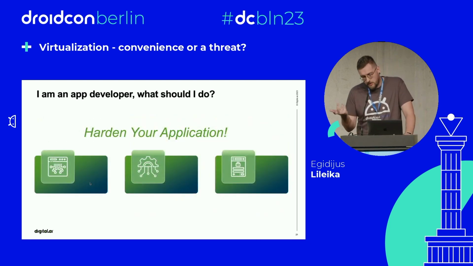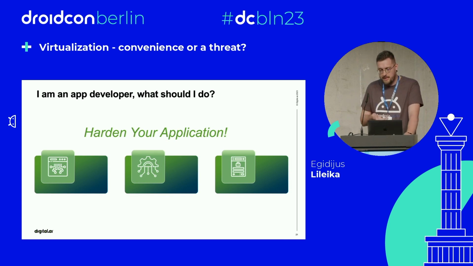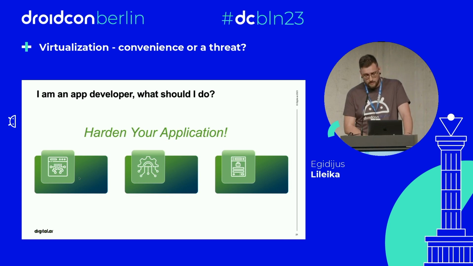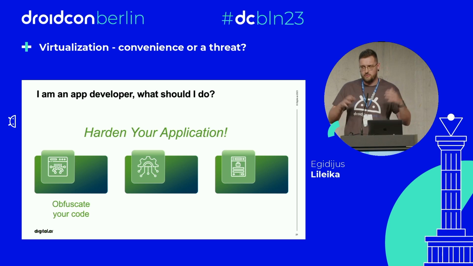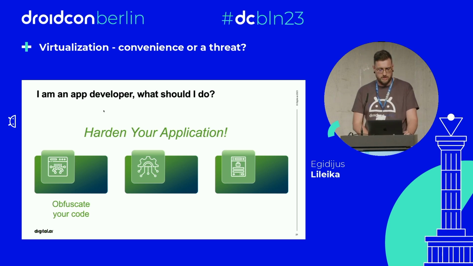I'm a developer, what should I do? My answer would be: harden your application. The first thing is to obfuscate your code. Obfuscation prevents static analysis of your application. A threat actor still needs to reverse engineer your application to do anything malicious, in order to find what to hook, where to inject or change the behavior of the application. So obfuscation wins you a lot of time between releases of your app.